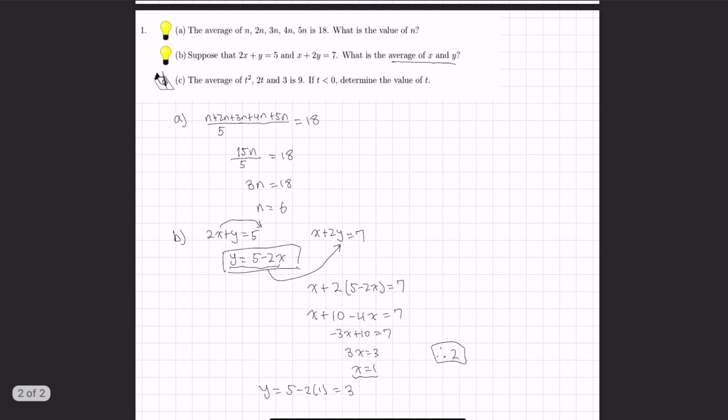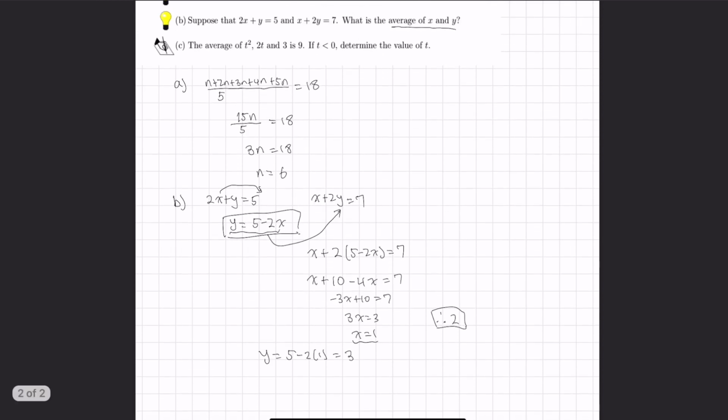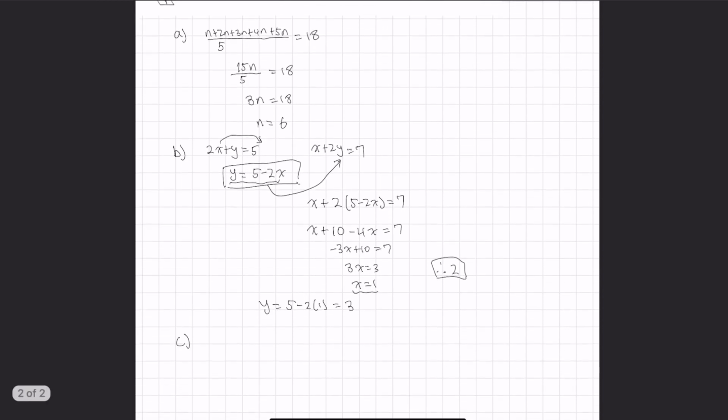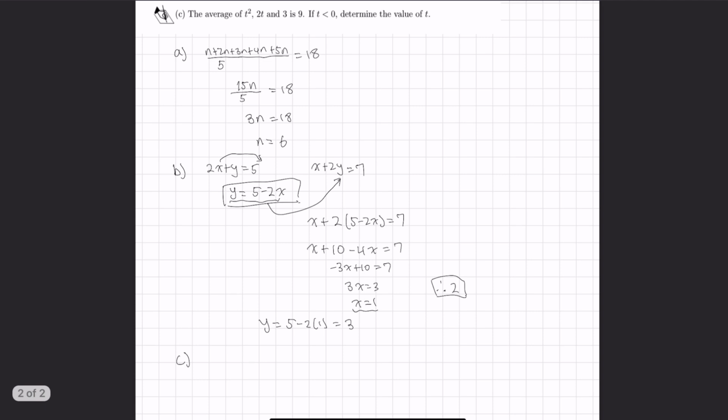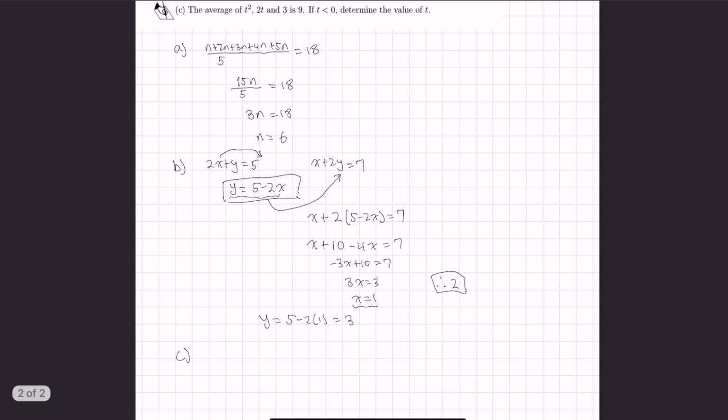For the last part of question number 1, it is telling us the average of t squared, 2t, and 3 is 9. And they are limiting t to be a negative number. So since the average of these three terms is 9, we can use the formula like what we did in part A. So (t squared plus 2t plus 3) over 3, since there are 3 terms, equals 9.